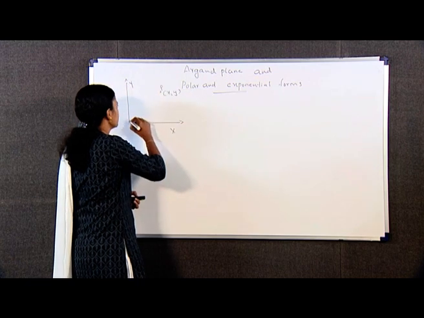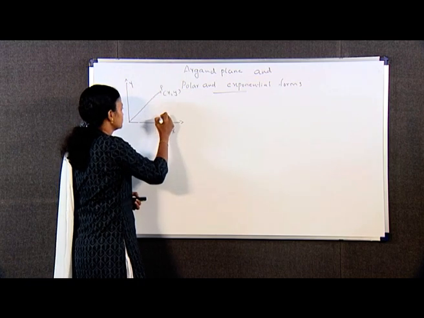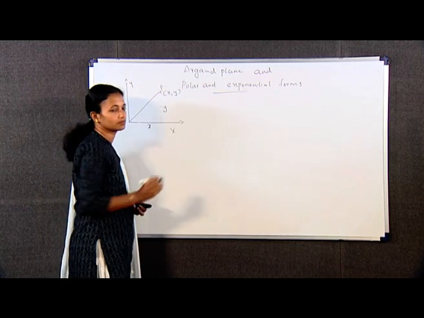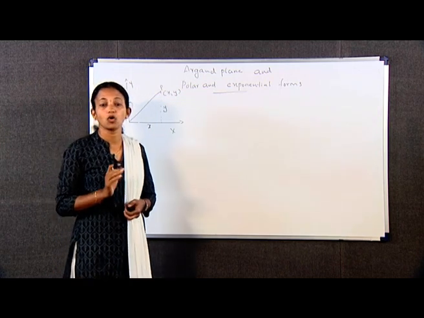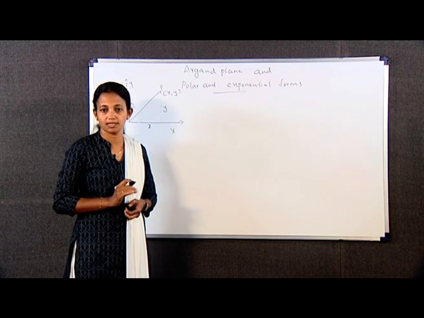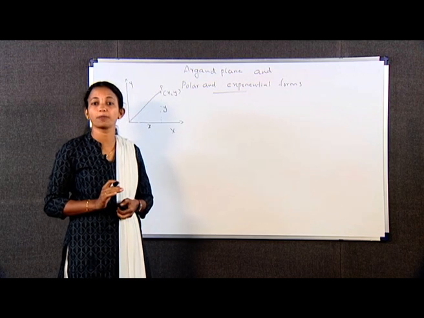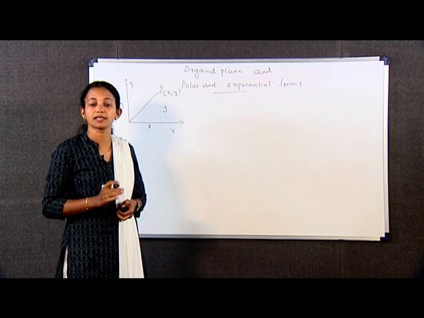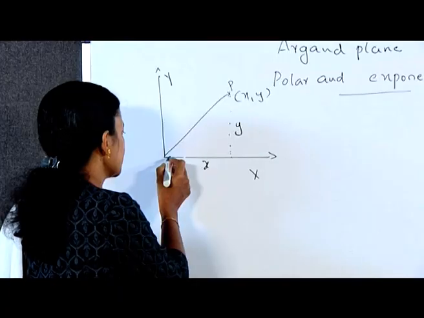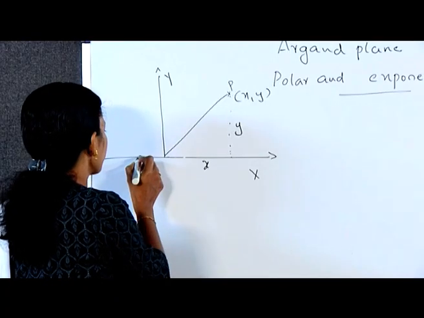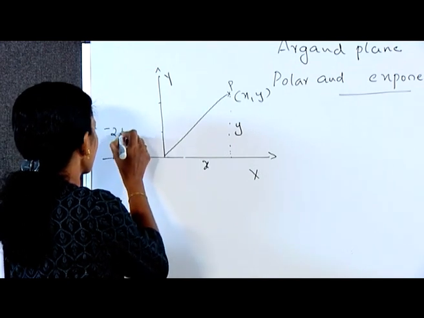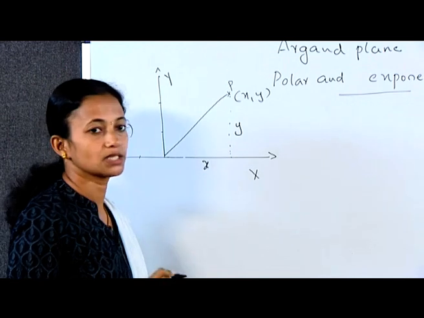point P. OP is the position vector of the point. For instance, the number minus 2 plus i is represented by the point minus 2, 1 in the plane. That is here. Minus 2, 1.